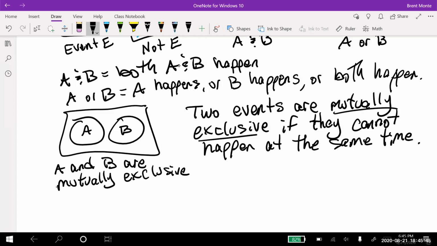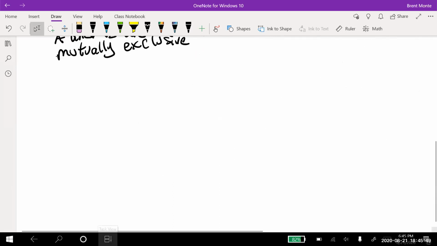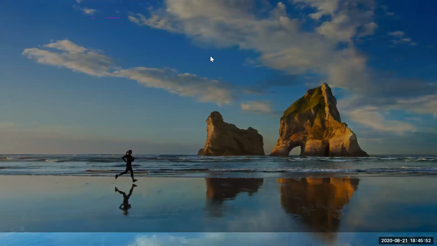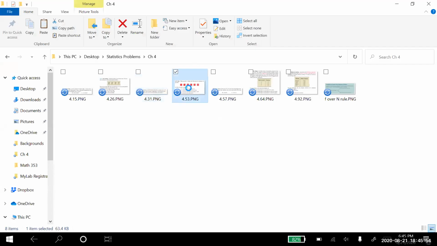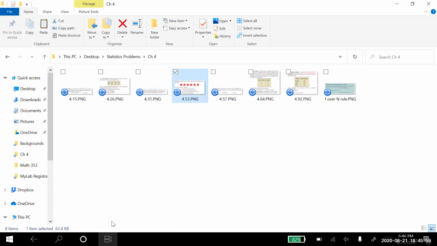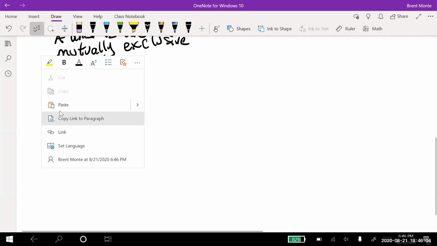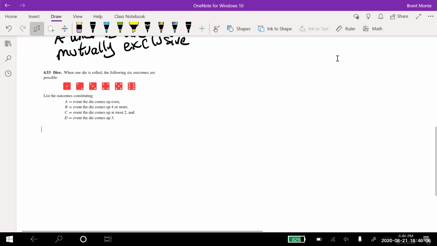Okay, from there, I want to do a few problems as well. So we'll scoot that out of the way. Let me go grab a problem. We'll start off with 453. And we'll paste that one in. Let's see what this one's all about. All right, we're rolling some dice. Actually, we're only rolling one die, apparently. When one die is rolled, the following 6 outcomes are possible, 1 through 6. List the outcomes constituting A, the event comes up even.